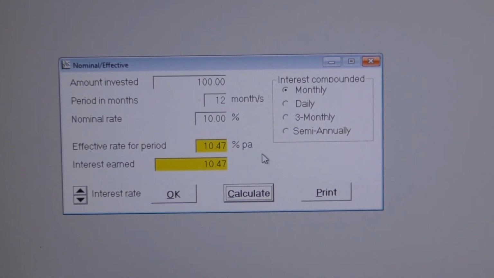This means that at the end of the first month we have 100 Rand and 83 cents, and we keep adding 0.83% to our account every month. Because we are getting interest on interest, we finish the 12 months with 10 Rand 47 interest, which is an effective rate of 10.47%.